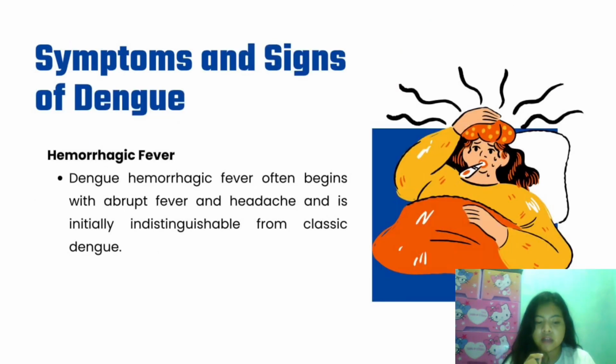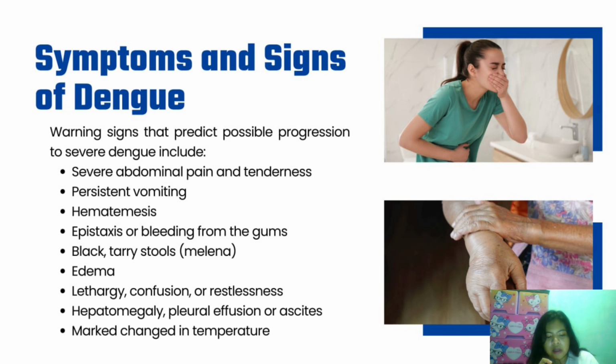Symptoms and signs of dengue hemorrhagic fever. Dengue hemorrhagic fever often begins with abrupt fever and headache and is initially indistinguishable from classic dengue. Warning signs that predict possible progression to severe dengue include: first is abdominal pain and tenderness. Abdominal pain is a serious symptom of dengue.